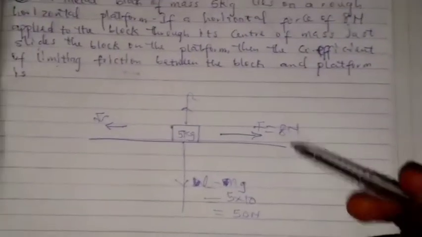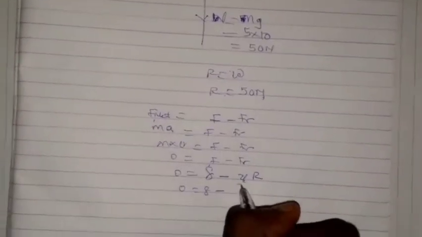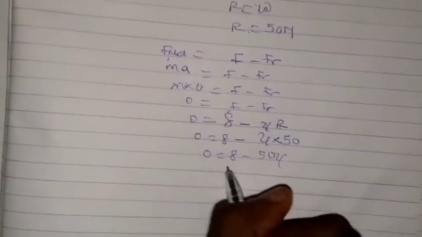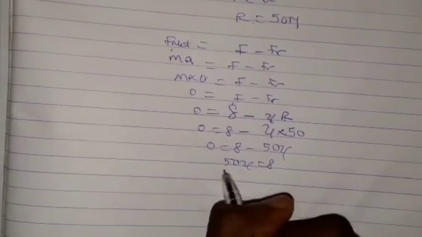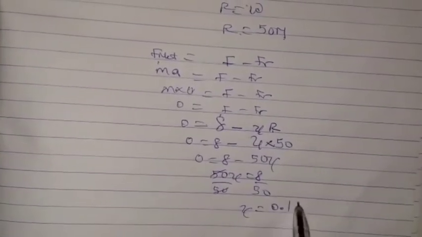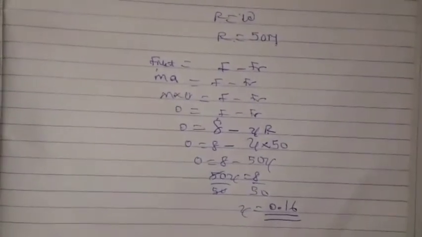Yes. So what's your force? F is 8 Newton. Yes, this is it. So 8 minus, what's the frictional force? Mu R. 0 is equals to 8 minus, what's mu? That's what you are looking for. They said the coefficient of limiting friction is, yes, what's R? 50. So you have 0 is equals to 8 minus 50 mu. 50 mu is equals to 8. Divide both sides by 50. 8 over 50 will give you 0.16. So that's the answer for your coefficient of static friction.